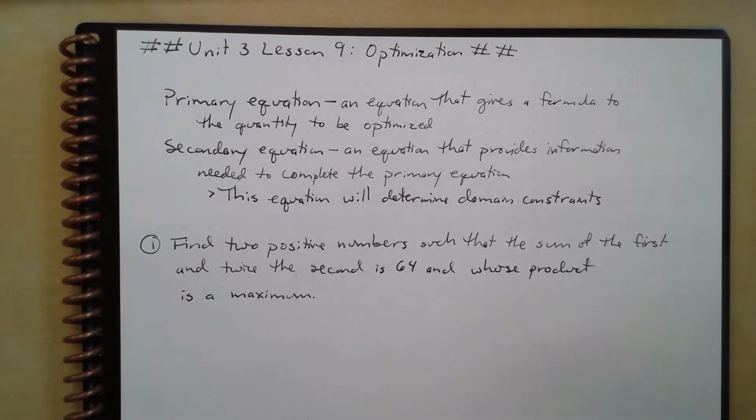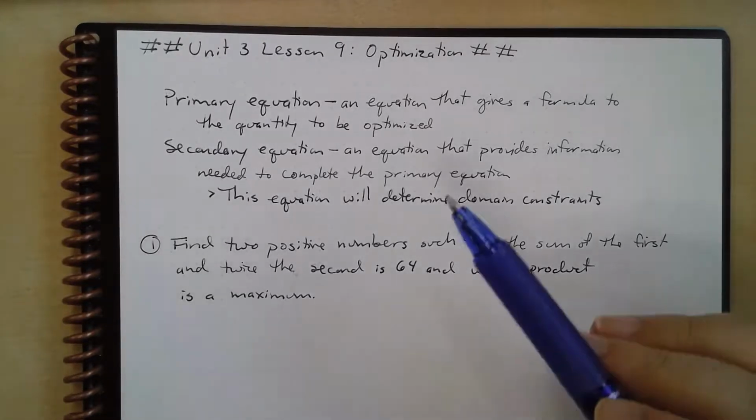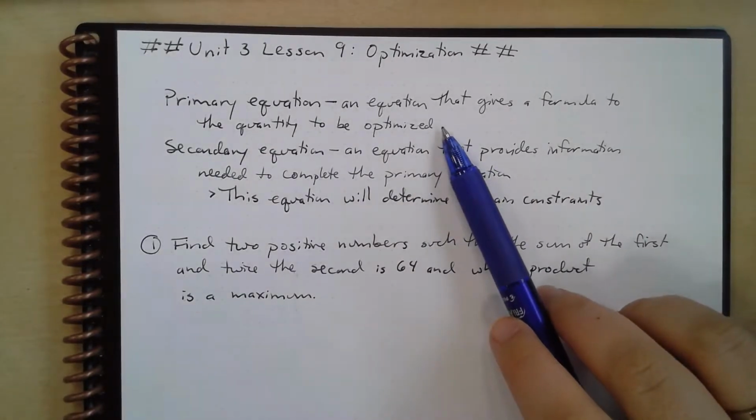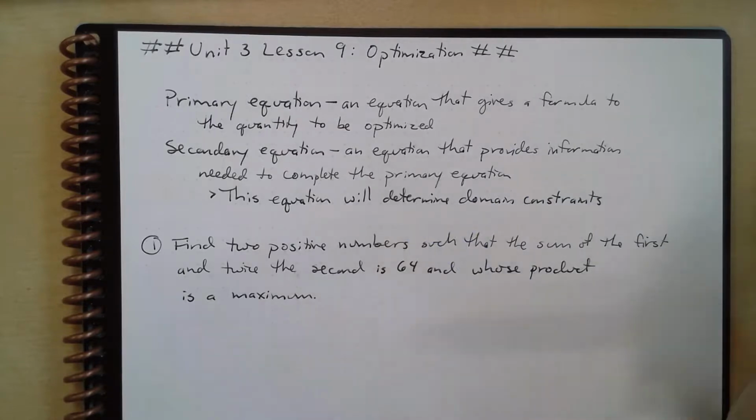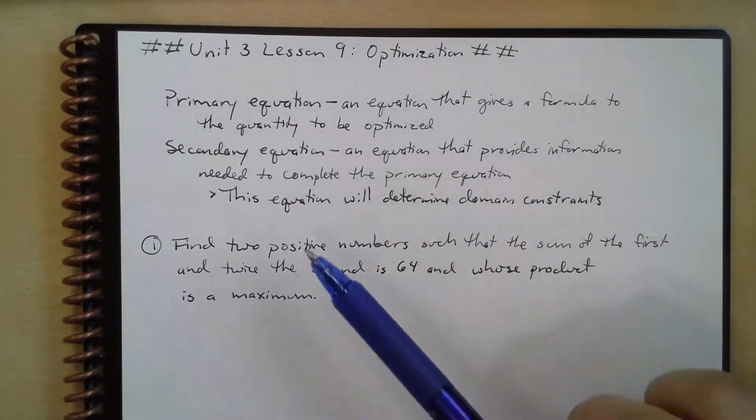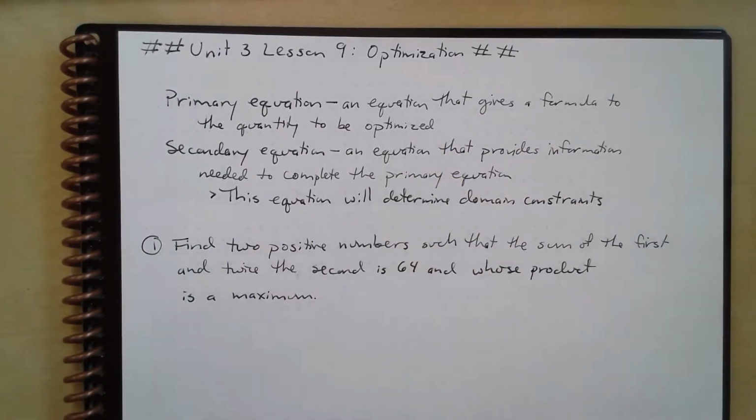So when we're doing optimization, we need to have a quantity that is minimized or maximized, and we need to assign variables and write a function that represents that. So you're going to have a primary equation, the equation that gives a formula to the quantity to be optimized, and a secondary equation that's going to provide information so that you can complete that primary equation, and this will determine the domain constraints. I think you'll see this in action when we do an example.